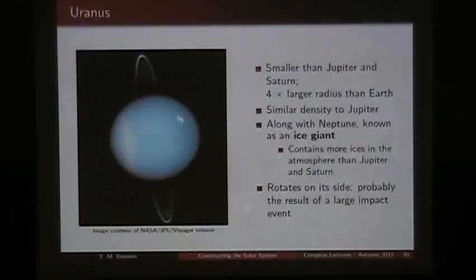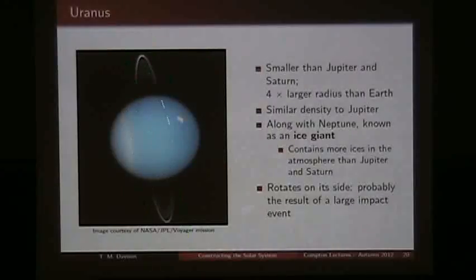But then outside Saturn, we have what we call the ice giants of Uranus and Neptune, which are smaller than Jupiter and Saturn, but still around 4 times the radius of the Earth, and similar density to Jupiter. As I said, along with Neptune, they're what we call ice giants, and they contain more ice in their atmospheres than Jupiter and Saturn.